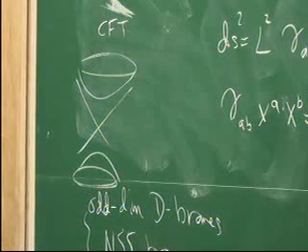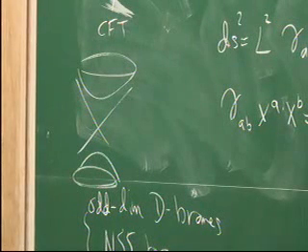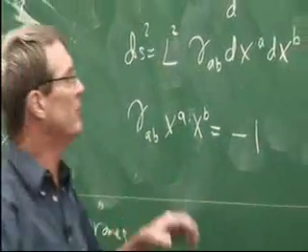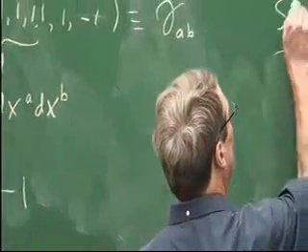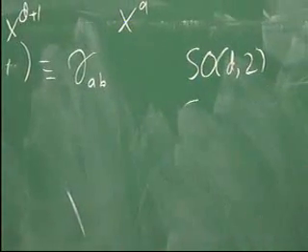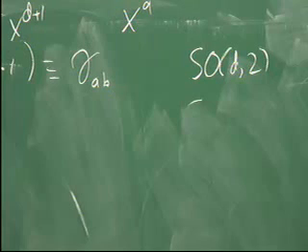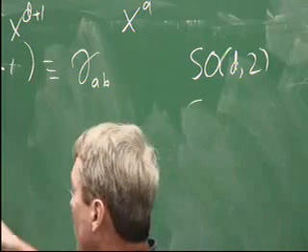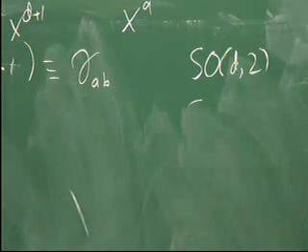But there's 2 time-length directions, so it's a little hard to draw. So this immediately makes something obvious. The symmetries of this space are SO(d,2), because both the metric and the embedding condition respect that symmetry.